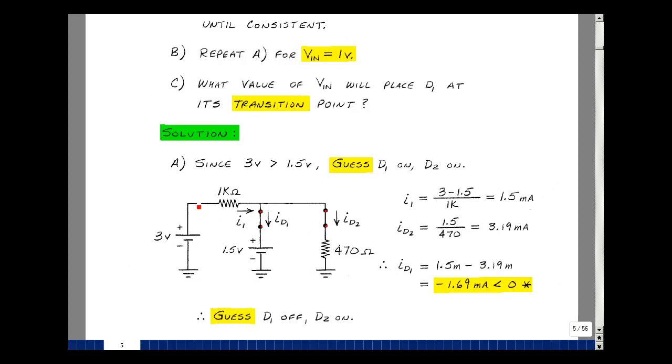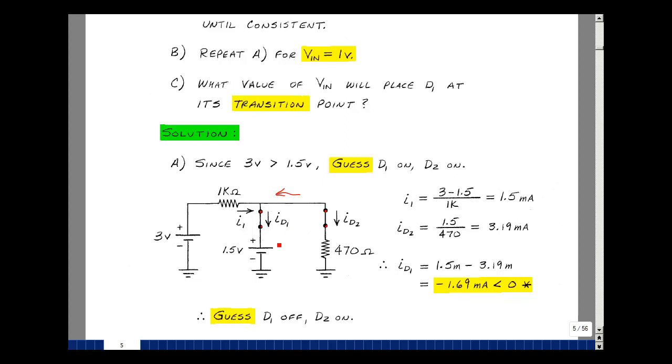The current I1 coming in here is going to divide between these two, and let's find the current in here. It's going to be this node voltage of 3 minus this node voltage of 1.5, divided by 1K, which is 1.5 milliamps. I know the voltage across this resistor, it's going to be 1.5 volts, so dividing that by the resistance of 470, I get 3.19 milliamps. The current flowing in here, leaving the node, would be the current that enters, I1 minus ID2, and that'll be the current leaving the node, which is ID1. But that's a number less than 0, and so it's inconsistent.